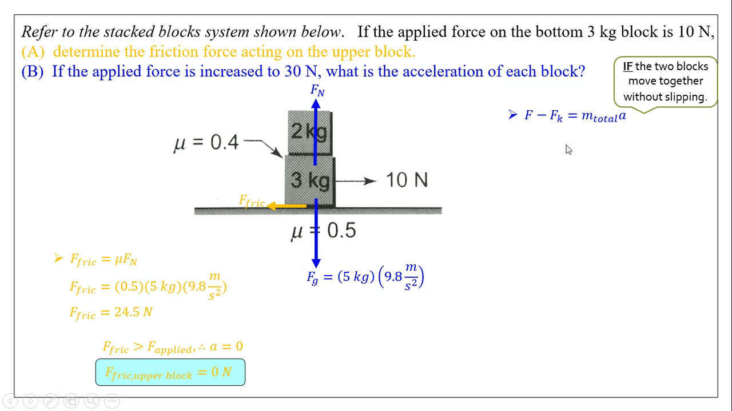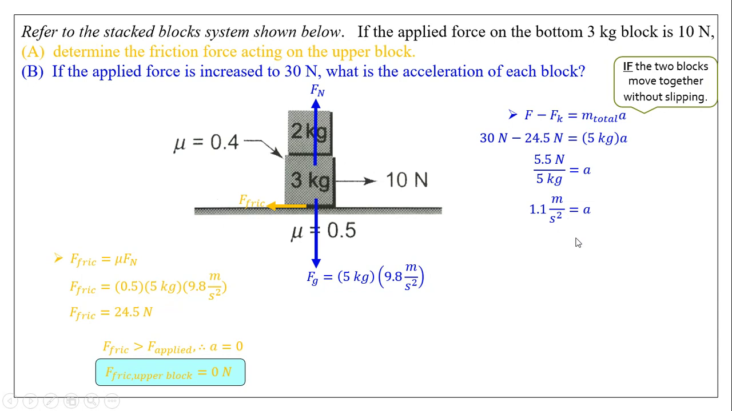It's just a matter of will the two blocks move together or will they start slipping relative to one another. So here I substituted F for 30 newtons, f_k is 24.5, and the mass of the system here is 5. So I'm treating the system as one. If they were to move together, what would the acceleration be? If I take 30 minus 24.5, I get 5.5, and to get a by itself, I need to divide both sides by 5. The 5 is in the denominator. Therefore, the acceleration of the system, if they were to move together, would be 1.1 meters per second squared.